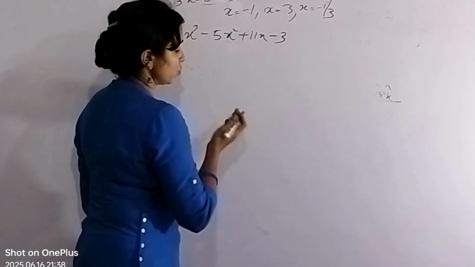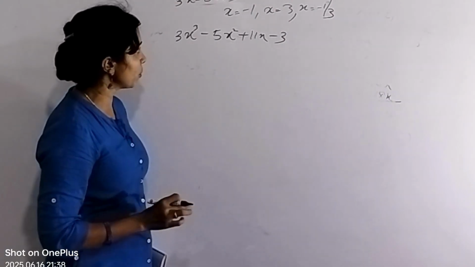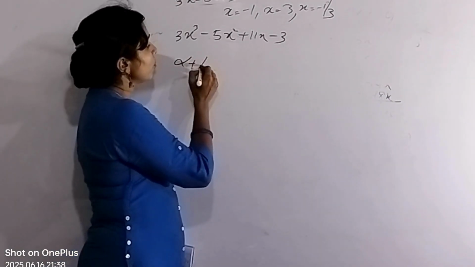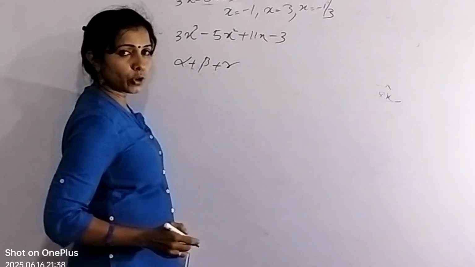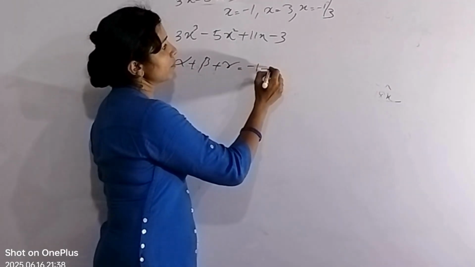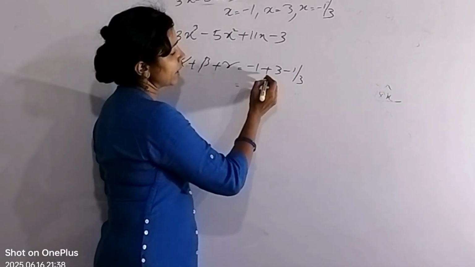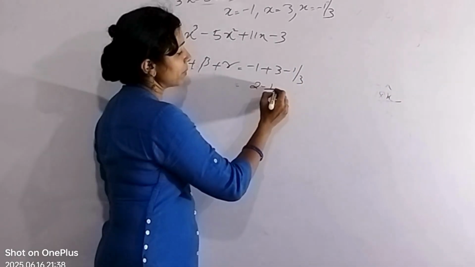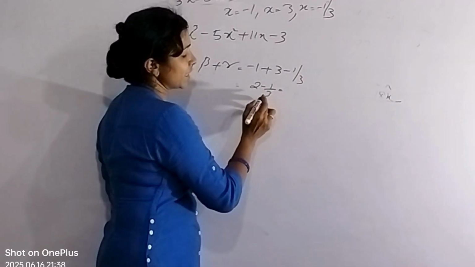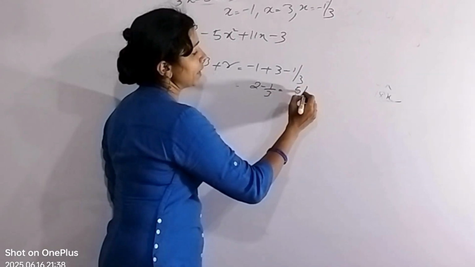Now we are going to check the relation between the zeros and the coefficients of the polynomial. So what is the sum of the zeros? Alpha plus beta plus gamma is minus 1 plus 3 minus 1 by 3. So minus 1 plus 3 is 2, minus 1 by 3. That is 6 minus 1 by 3, which is 5 by 3.